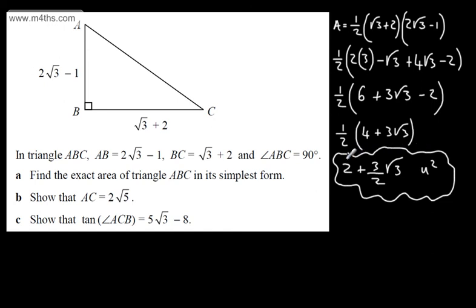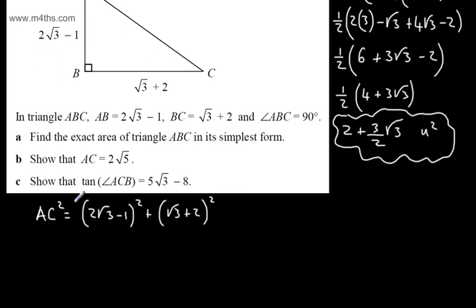So that bit's answered. We need to show that AC is 2 root 5. It's a right angle triangle, so we can use Pythagoras. So what I can say then is AC squared, and of course you can call that y or x if you like, will be equal to (2 root 3 minus 1) squared plus (root 3 plus 2) all squared. So all we're doing is Pythagoras. The two shorter sides squared added together is equal to the hypotenuse squared.